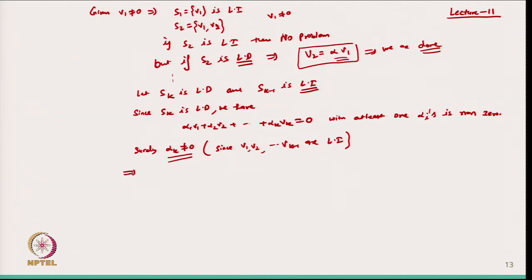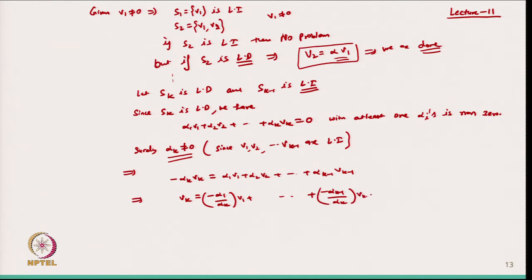So, from here I can write minus alpha k Vk as alpha 1 V1 plus alpha 2 V2 up to alpha k minus 1 Vk minus 1, and from here I can write my Vk as minus alpha 1 over alpha k V1 minus up to alpha k minus 1 over alpha k Vk minus 1.